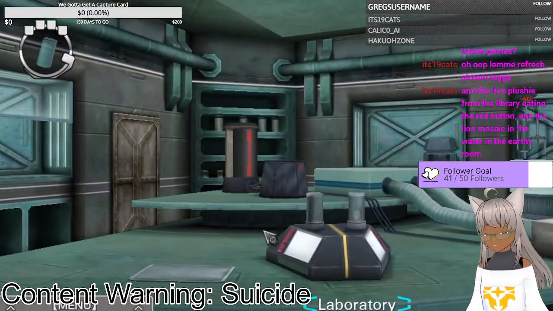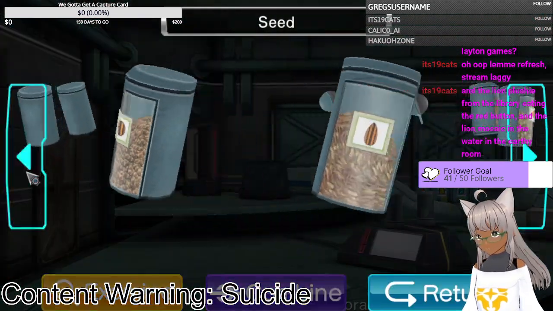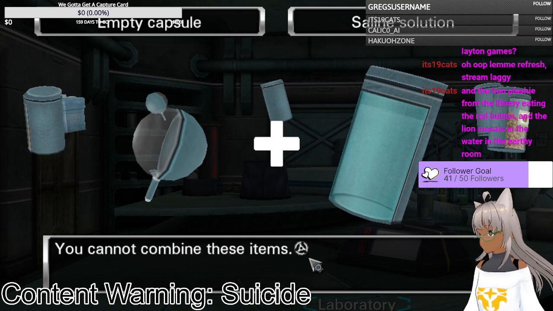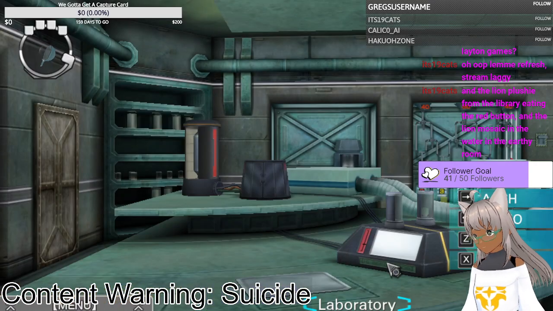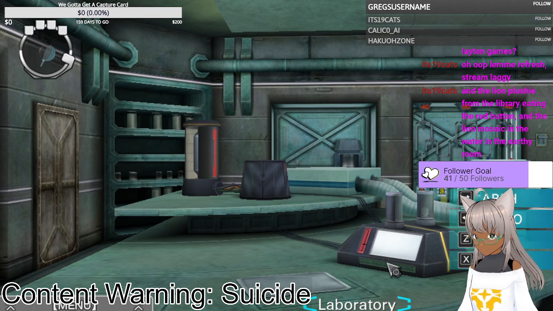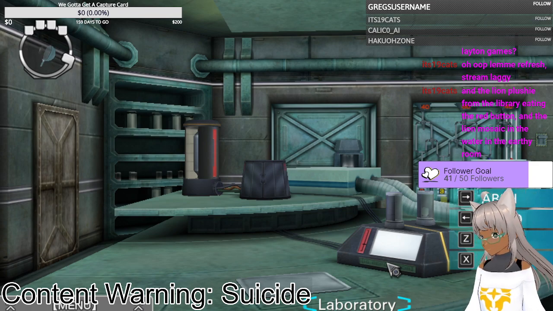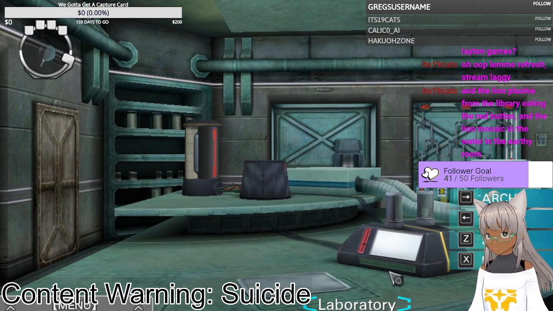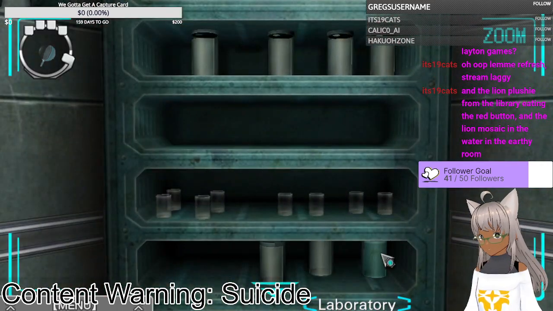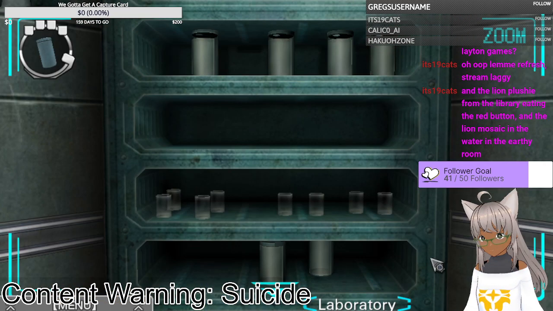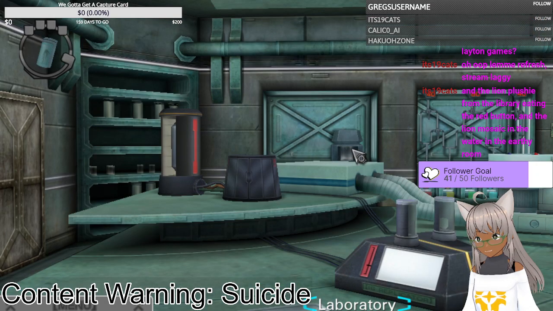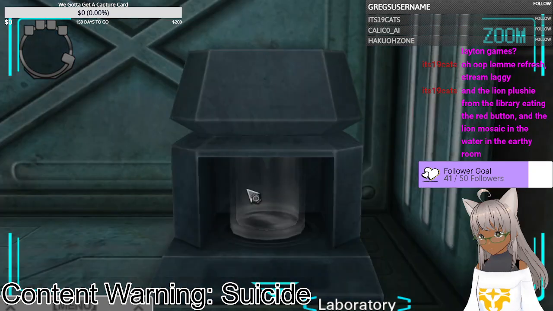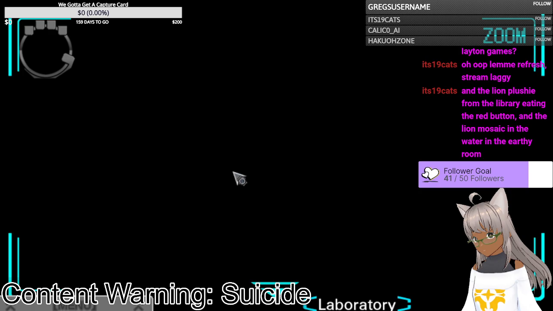Saline solution, which we need for something. Wait. Nope. Ew. Oh. Plant material. Easy. Put the root in the mixer! Put it in!